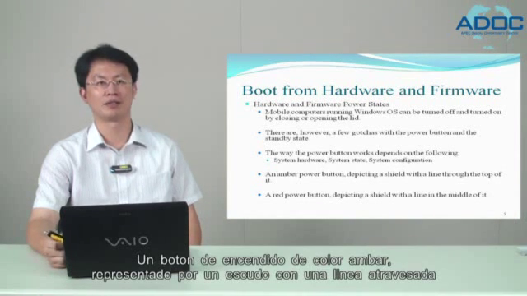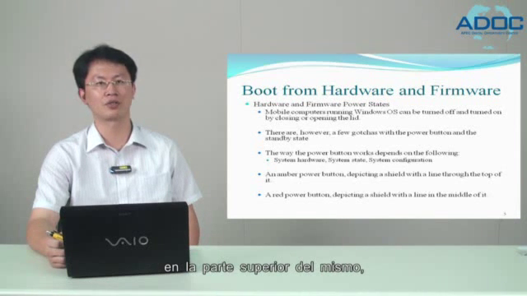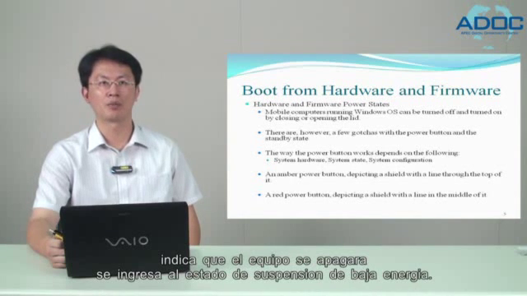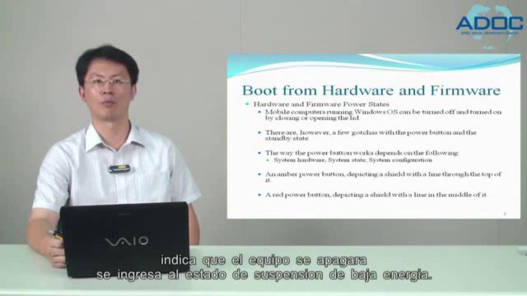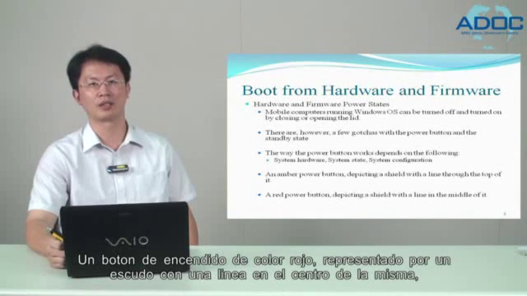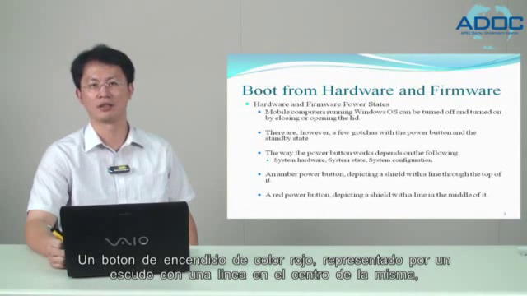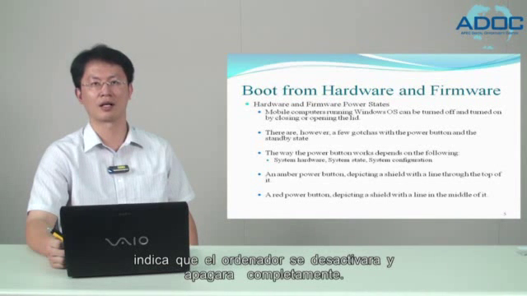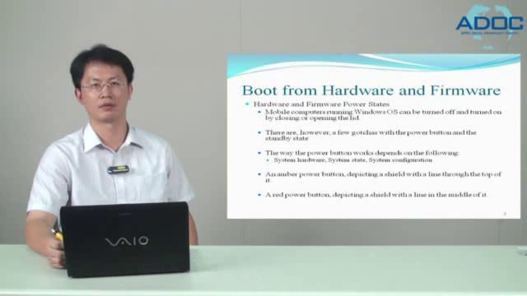An amber power button depicting a shield with a line through the top of it indicates that the computer will turn off and enter a low power sleep state. A red power button depicting a shield with a line in the middle of it indicates that the computer will shut down and be completely powered off.